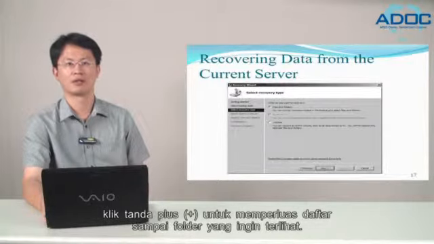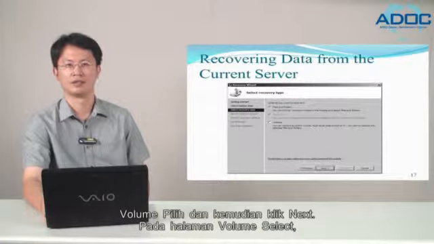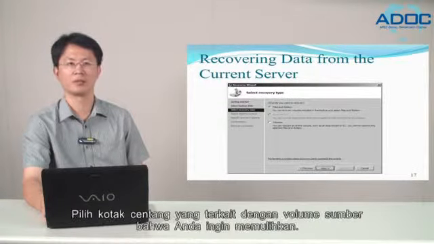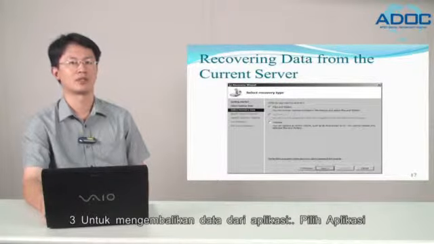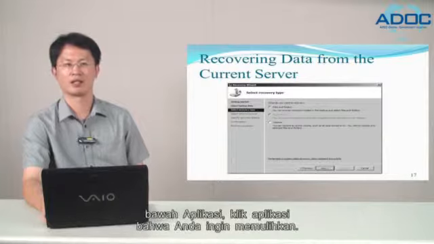To restore non-critical, non-operating system volumes, select Volumes and then click Next. On the Select Volumes page, you will see a list of source and destination volumes. Select the checkboxes associated with the source volumes that you want to recover. Third, to restore data from applications, select Applications and then click Next. On the Select Application page, under Applications, click the application that you want to recover.